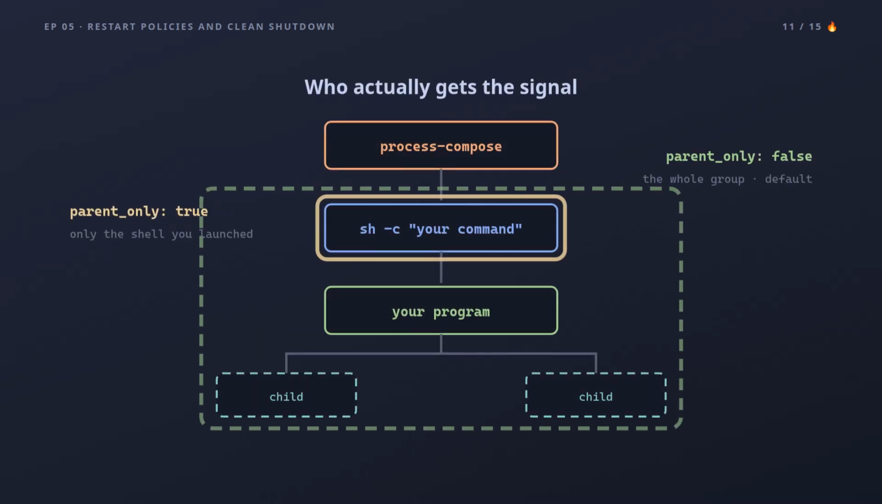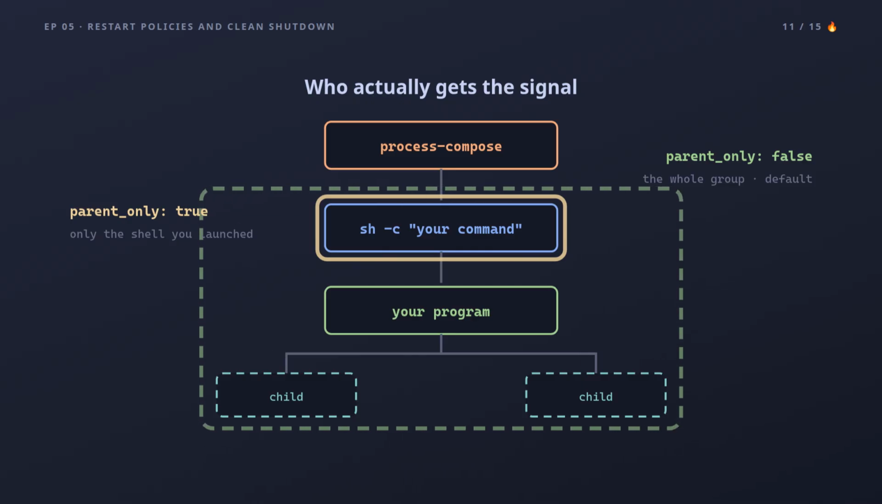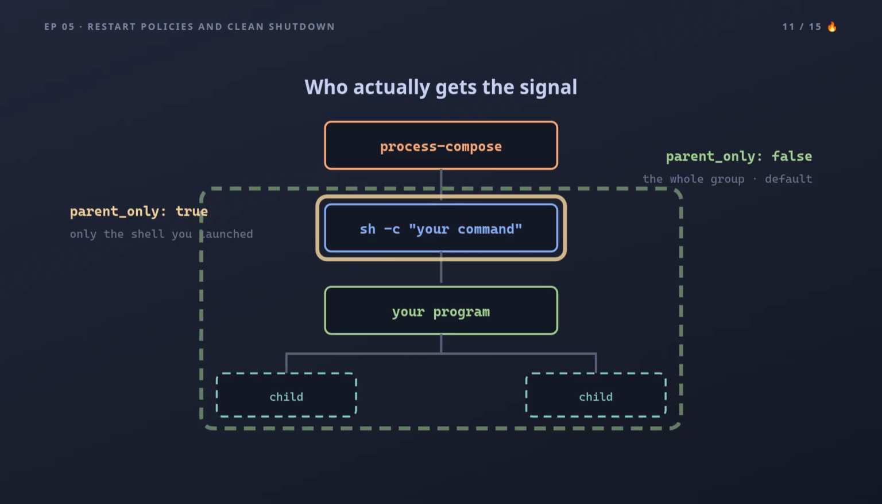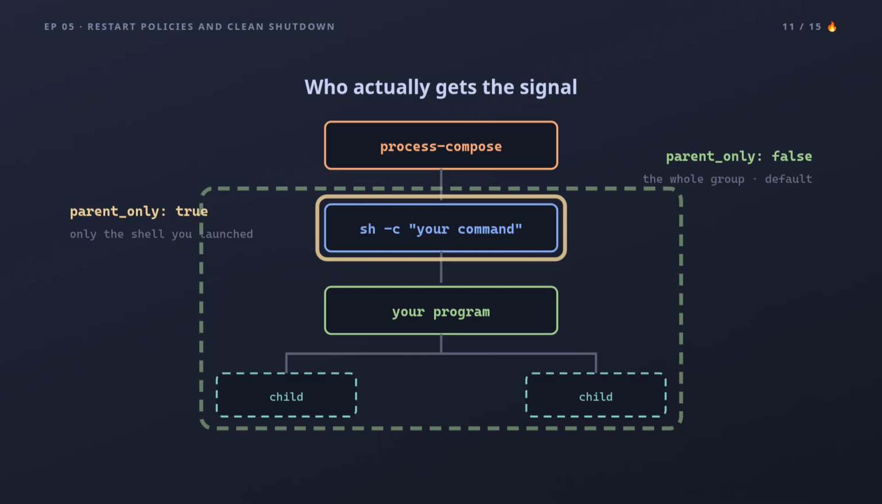Parent only matters more than it sounds. Your command usually runs under a shell, so what you're really starting is a shell that starts your program. By default, the signal goes to the whole process group, which is what you want. Set parent only to true when the child manages its own children and you don't want to interrupt that.